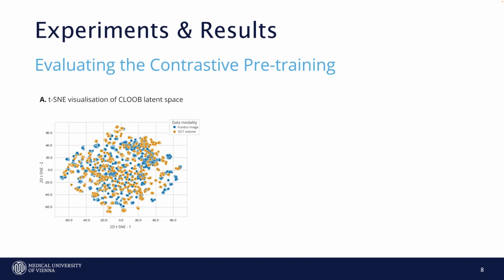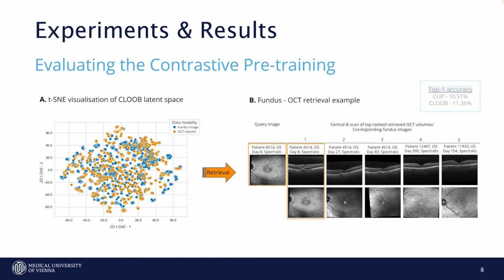After contrastive pre-training, if we visualize the fundus image and OCT volume embeddings using t-SNE to gain insight into the latent space, we can see that the representations of the two modalities are nicely intertwined, indicating the method's effectiveness. We can also define a retrieval task where, given a fundus image, we aim to retrieve the corresponding OCT volume based on the cosine similarities. Both contrastive models, in our case, achieved above 10% top 1 accuracy, which is very significant since this task is close to impossible for human experts to perform accurately.